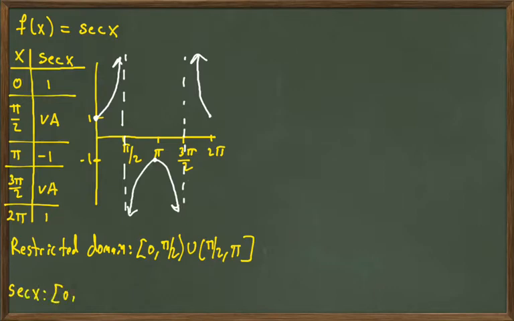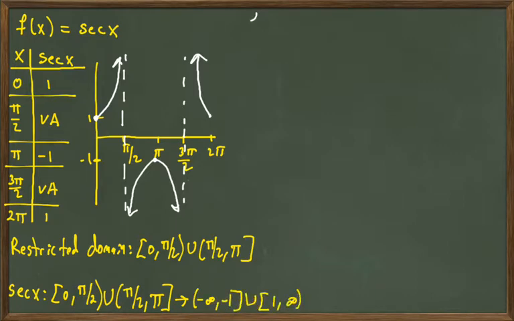So the secant is going to take 0 to pi over 2, union pi over 2 to pi, and the range there is going to be minus infinity to -1, including -1, union 1 to infinity. So if we want to look at the inverse here, the arcsecant, so I guess we can call that -1.